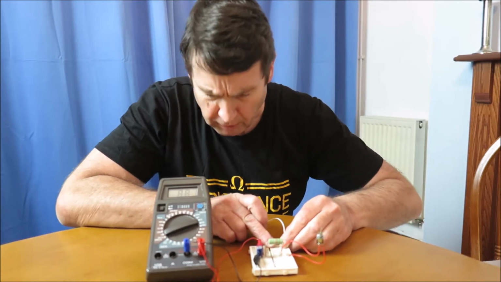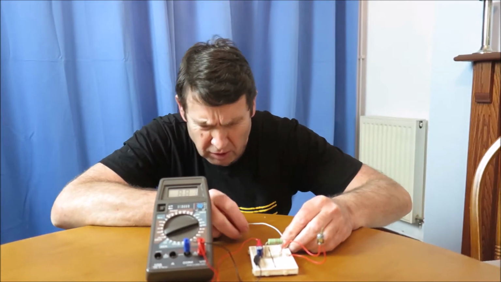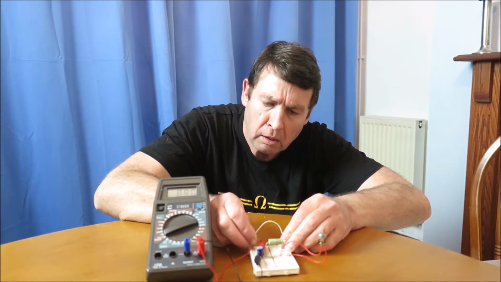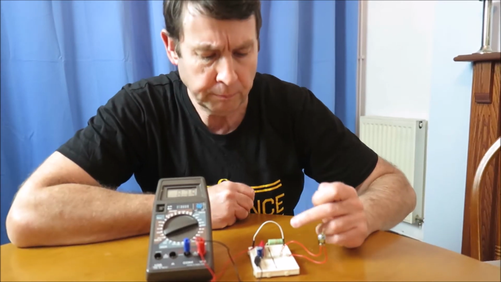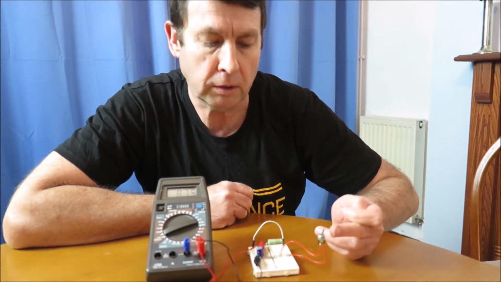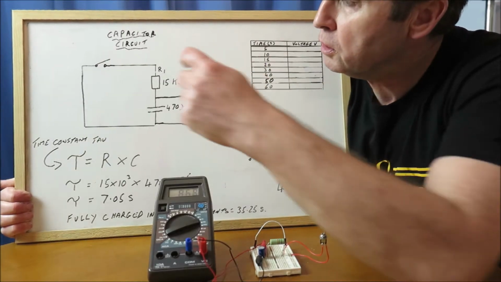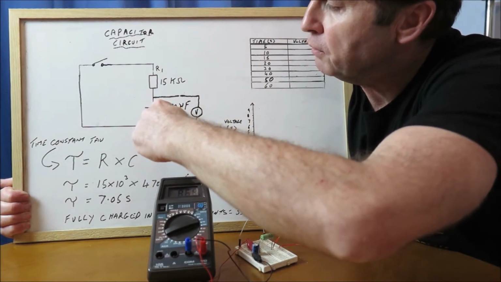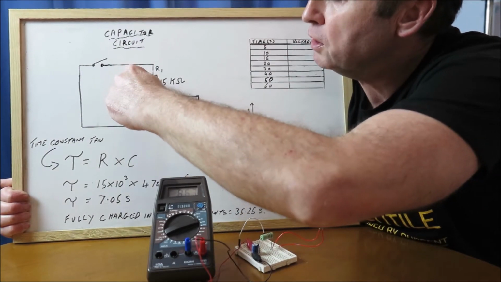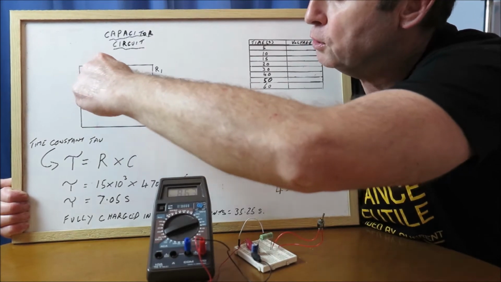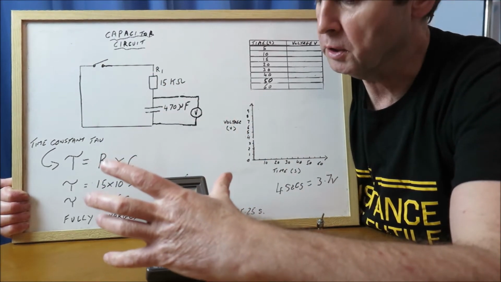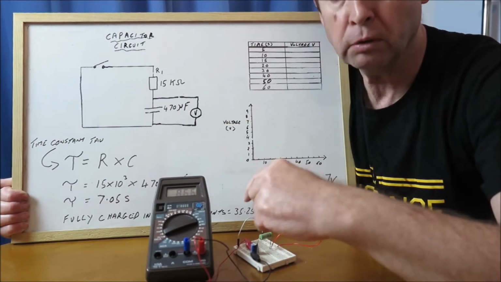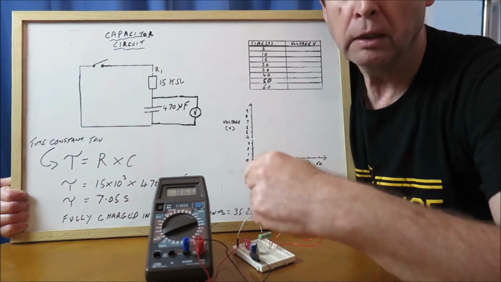So what we've got then is just a continuous circuit for the capacitor, and the only thing breaking the circuit is the switch. So this is the circuit that we have. We've got the capacitor, which is 470 microfarads, we've got the resistor, 15 kilo ohms, and the switch. We know the capacitor is charged up and is holding charge, and when we close the switch, that'll short out the capacitor and it'll slowly discharge.